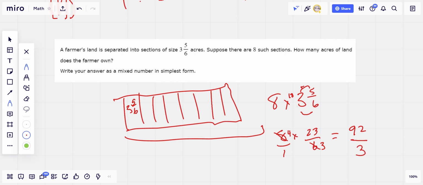All right, so we want 92 divided by 3, or, well, let's see. In 90, there are 30 3's. So 90 divided by 3 would be 30. And that would leave the 2 left over, so that's just 2/3. So if a farmer has 8 sections that are 3 5/6 acres, what the farmer's got is 30 2/3 acres. And that is a little bit of work with some word problems with mixed numbers.